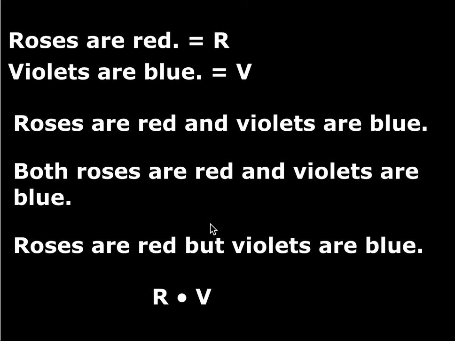Footnote: different textbooks and different courses will sometimes use different symbols. They'll use an ampersand, or a caret, kind of like a little upside down wedge. There are different symbols you could use for this. We're going to use a dot. The symbols don't really matter. If you've done logic before and this is not the symbol you're used to, don't sweat it. But we're going to use the dot. So all of these we would translate as R dot V.